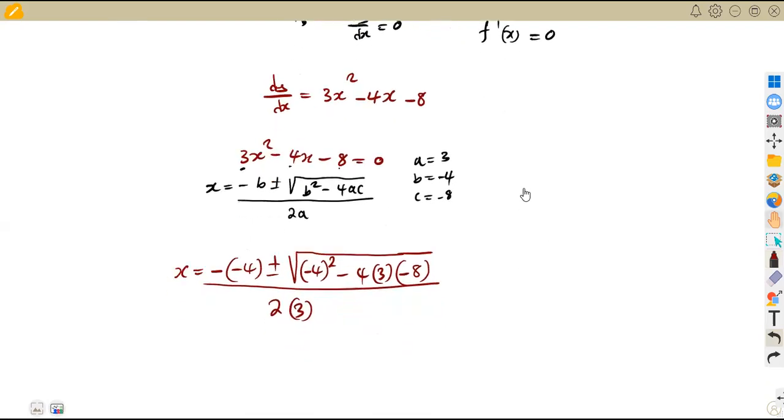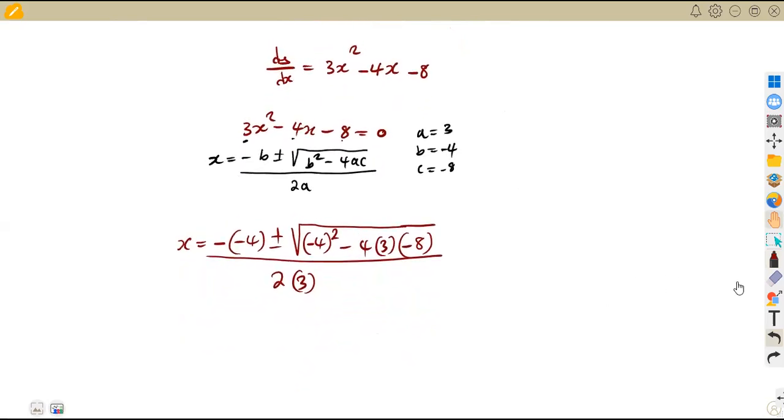So if you solve this, you're going to obtain 2 possible values of x. The first value, if you consider the positive, is going to be 2,431 in this case. Or the other value of x, if you consider the negative, you are going to obtain your answer as negative 1,097. All right, so these are the values of x at the turning points.